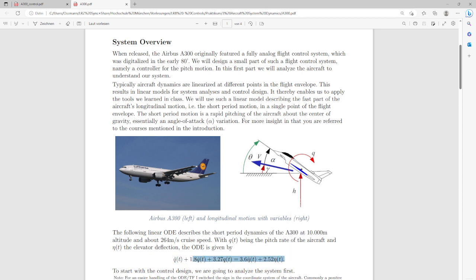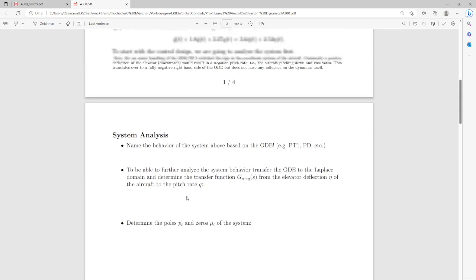So you have to do this a couple of hundred times for different flight altitudes, for different speeds. But the idea, how you do it, is basically always the same, right? Okay, so let's start with analyzing our system.